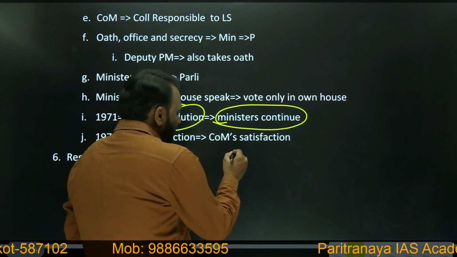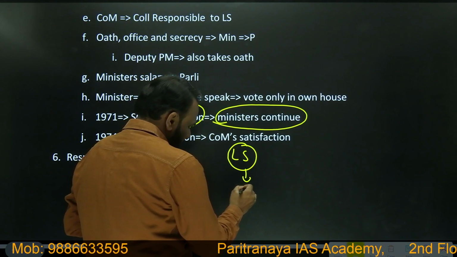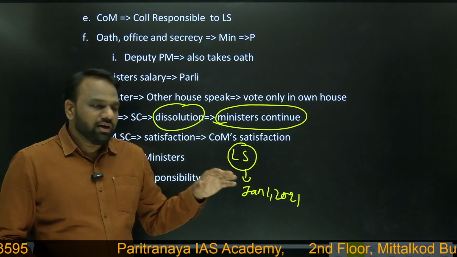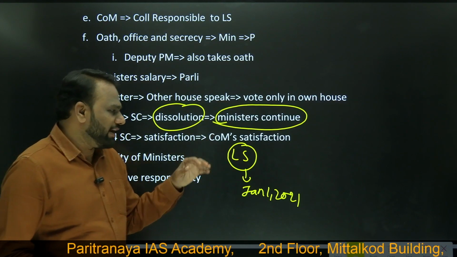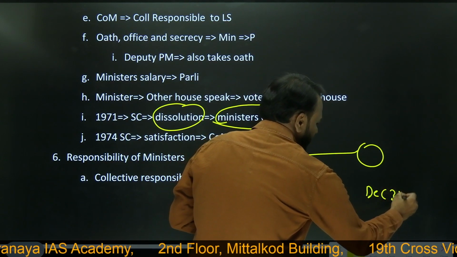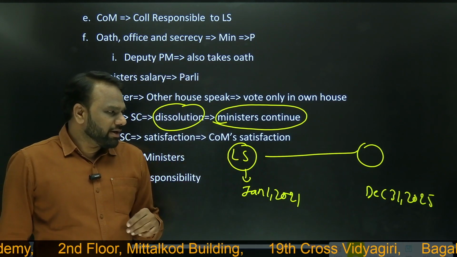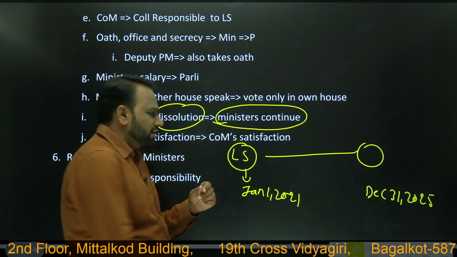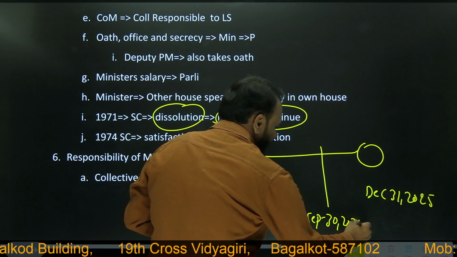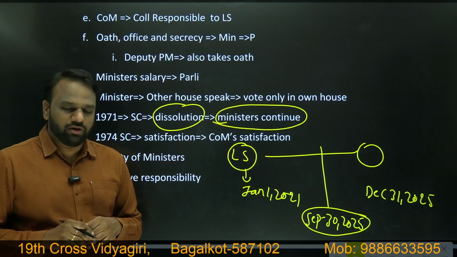For example, after election, once the Lok Sabha comes, let us assume on January 1, 2021. Ordinarily, Lok Sabha's life will be for 5 years. So when will it end? It will end on December 31, 2025. Now let us assume that somewhere on September 30, 2025, Lok Sabha has been dissolved for some reasons.